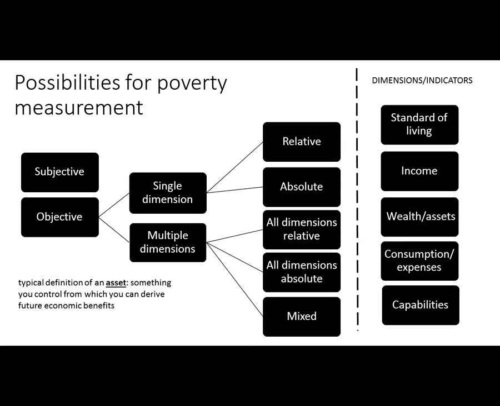Now let's go back to our map. These are our possibilities for poverty measurement. This is all well and good. So far, we have not heard a lot about wealth or assets. We've heard a fair amount about income, and we've heard about standards of living and consumption and expenses. But wealth and assets have not received a lot of attention, and they certainly are completely disregarded in our official poverty measure in this country.